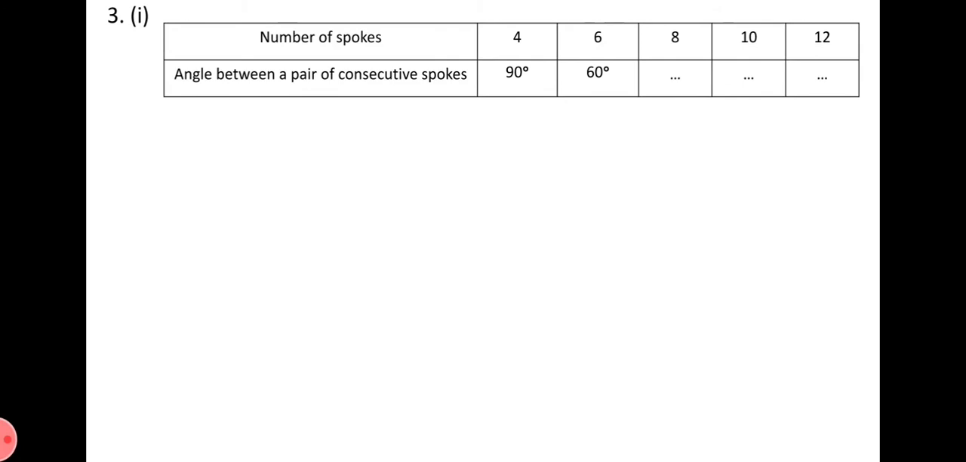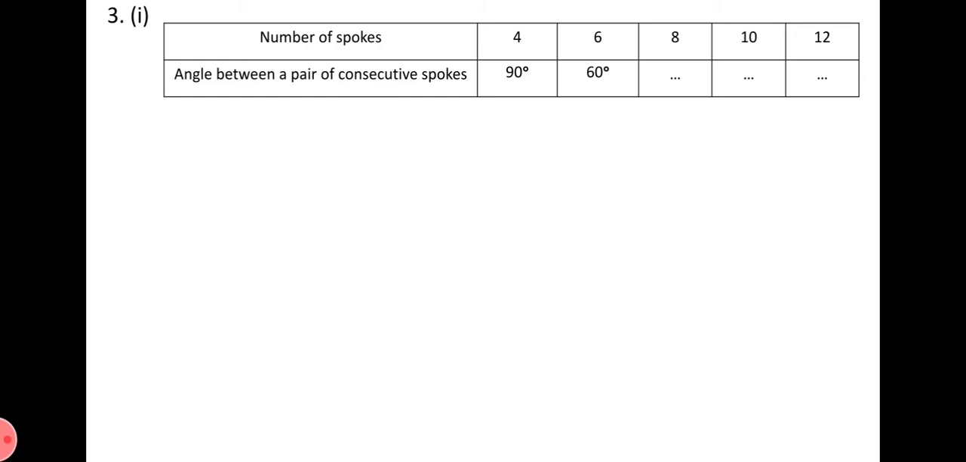So in the table we can see the number of spokes and the angle between a pair of consecutive spokes. Consecutive means one after another. If the number of spokes is 4, the angle between a pair of consecutive spokes is 90 degrees. If the number of spokes is 6, then the angle is 60 degrees. Here you can see that as the number of spokes increases, the angle decreases. So it is a case of inverse proportion.